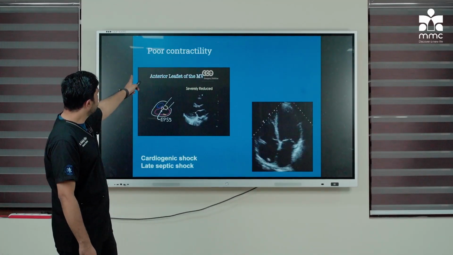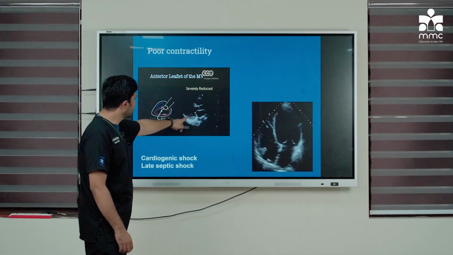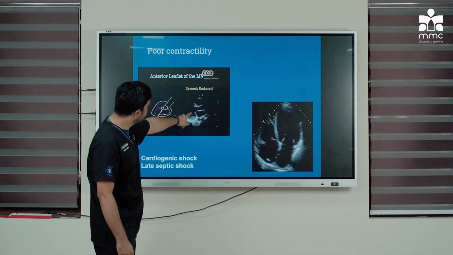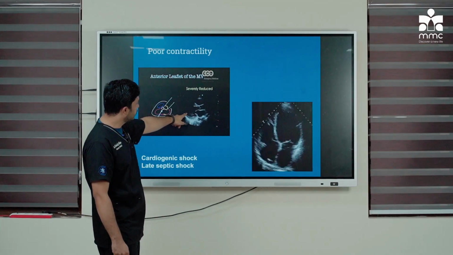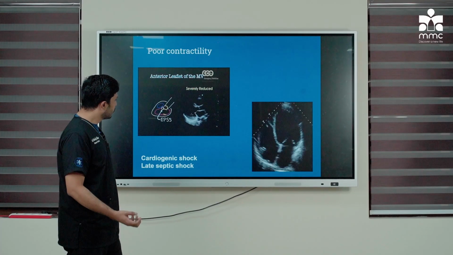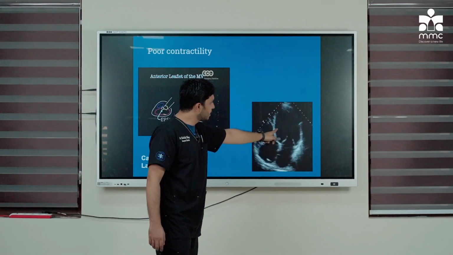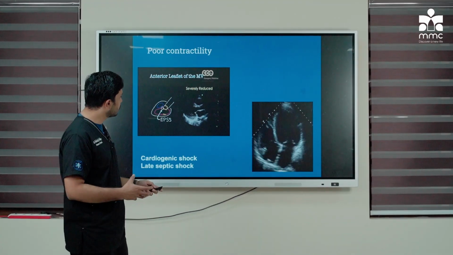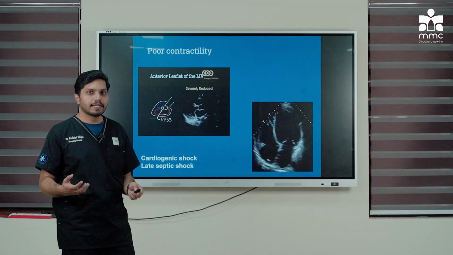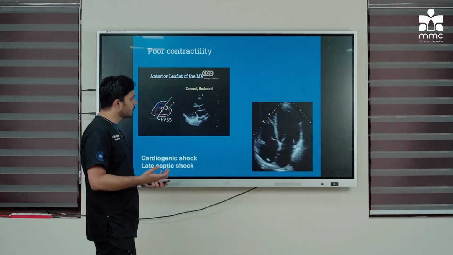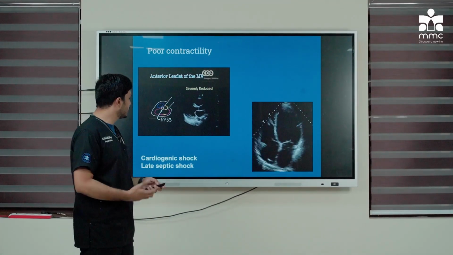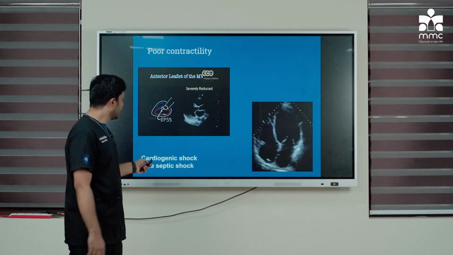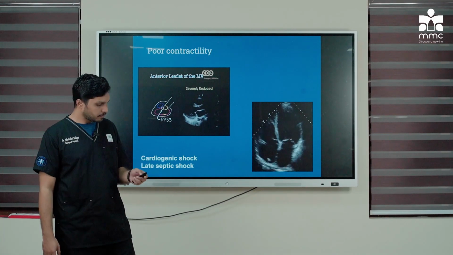And this is the stage of poor contractility. Compared to the first normal cardiac function, here you can see the heart is pumping very little. The cardiac muscles are too far apart, not attaching at all, because of the poor LV contractility. In which type of shock do we get this type of picture? It is seen in cardiogenic shock, and we get it in the late stage of septic shock.